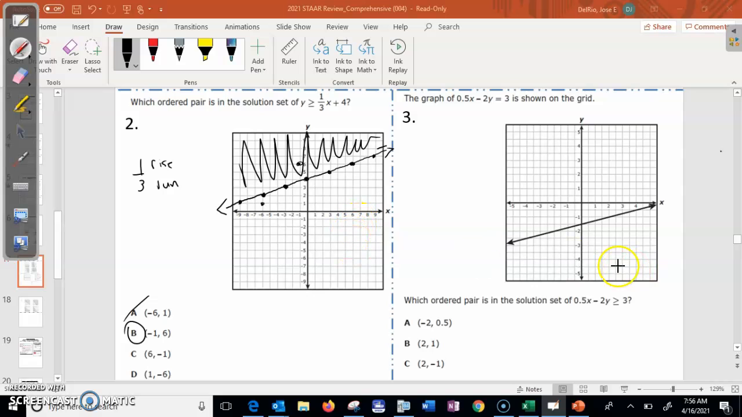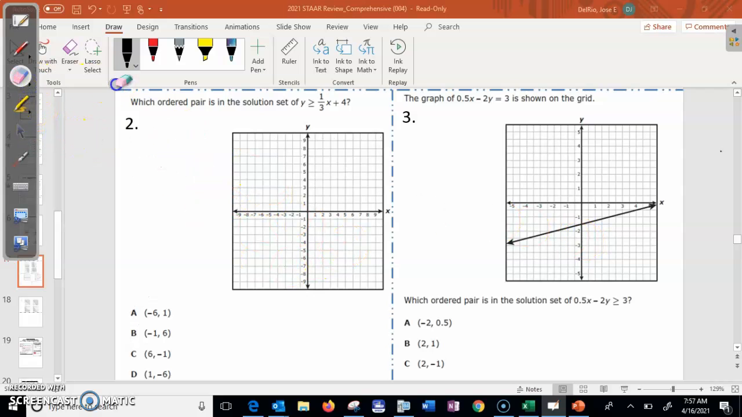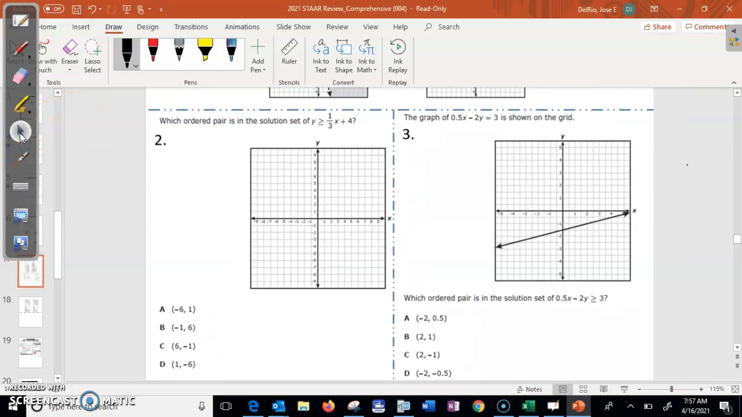Now, question number 3. Number 3 is a tricky one. On number 3, they already graphed it for you. That's awesome. But here's the thing. They didn't do the shading. So you need to be careful on this question, right? Now this one I'm going to go ahead and erase, guys, because I need to scroll down for answer choice D. So let me do that.